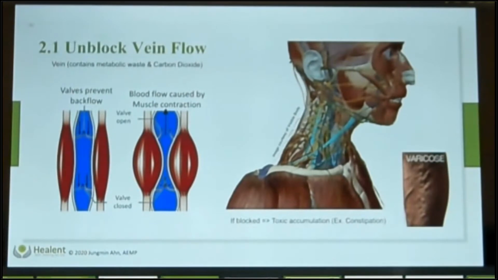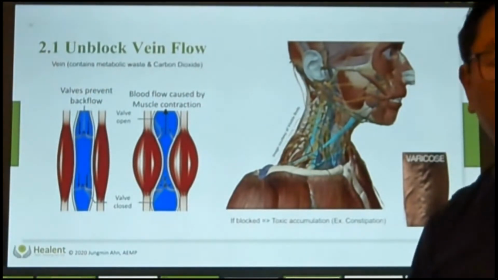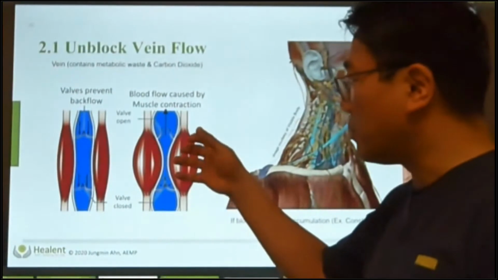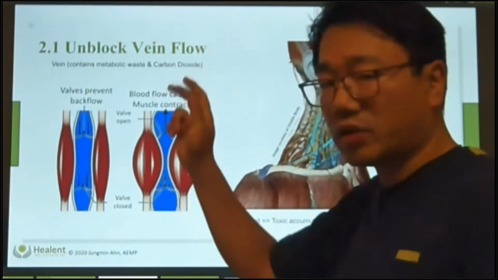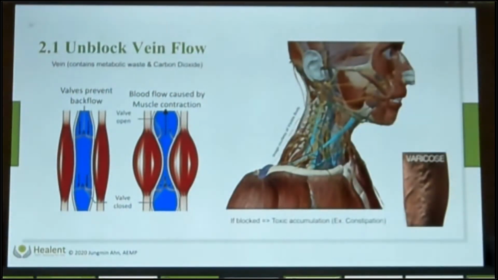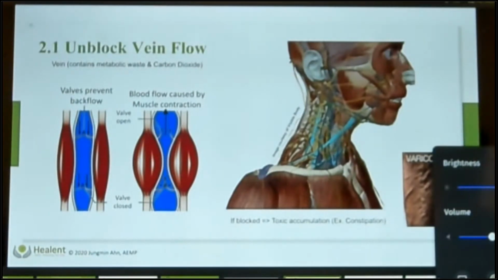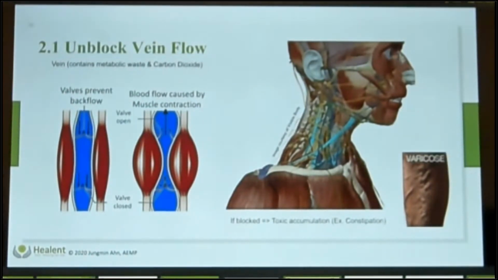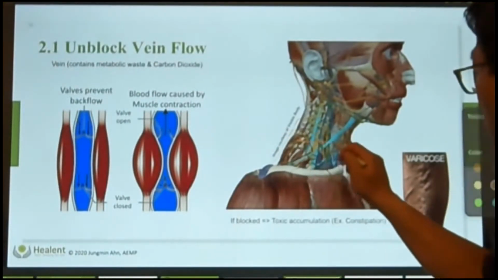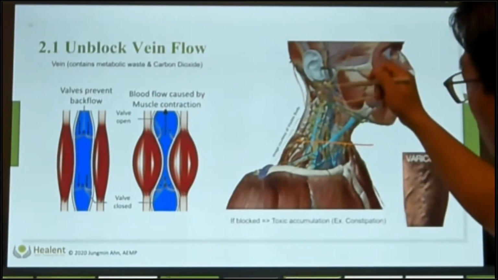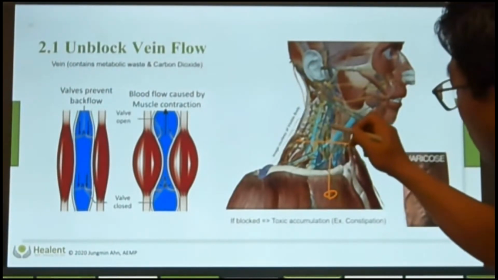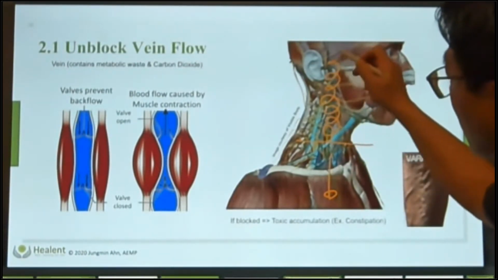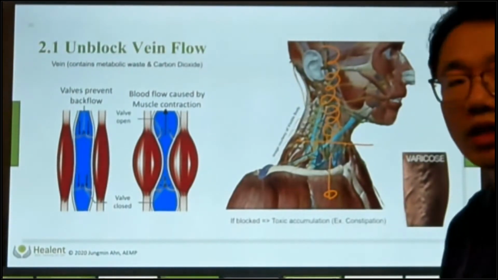Unblock the vein flow. Veins are only moved by muscle contraction. Once there is a muscle contraction, blood moves toward the heart in a one-way direction. If there's a blockage right here, and the vein is only moved by the muscle in the heart direction, this one has accumulation. And this one creates the headache.